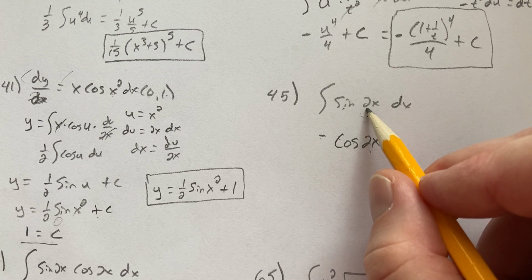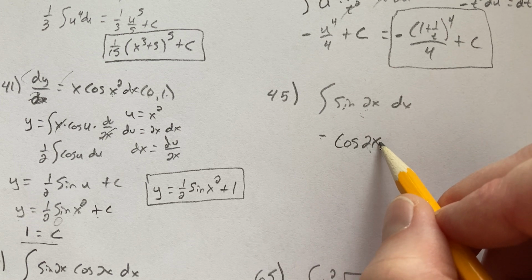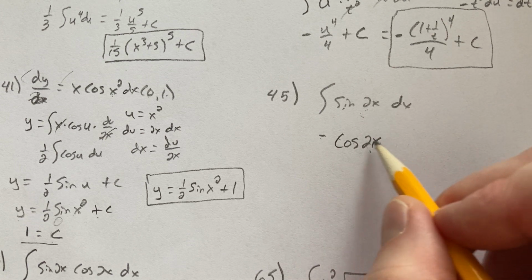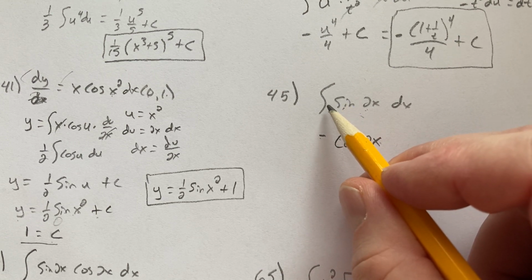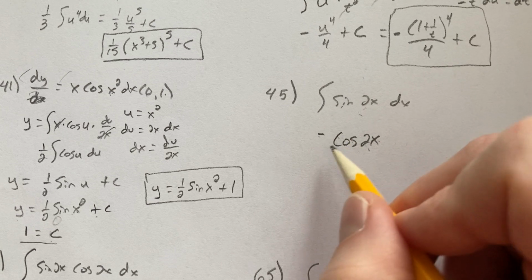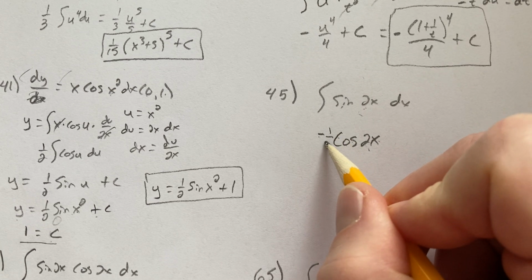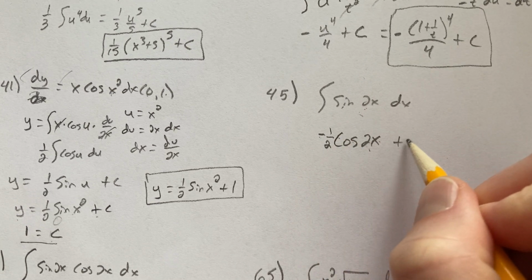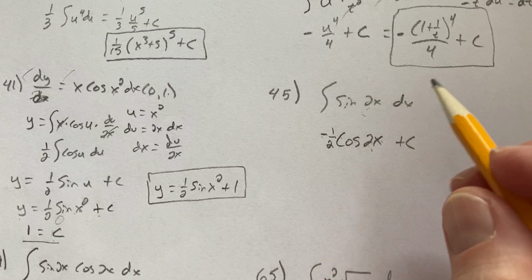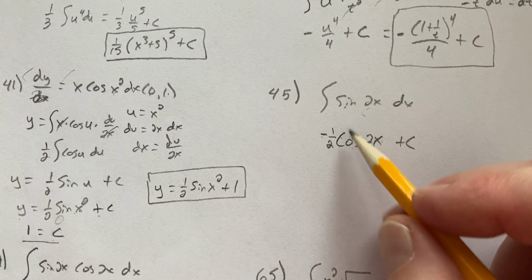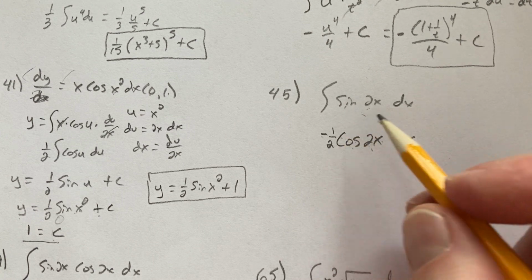I'd leave the inside alone, but then I would have to go times the derivative of the inside, which is 2. So a 2 is going to pop out of here, and I don't want that 2 to be in the answer. So in order to cancel that, I would need a 1/2 there. Now, some of you will like doing it that way, just thinking about what do I need to take the derivative of to get to here. And that might save you a little bit of time.